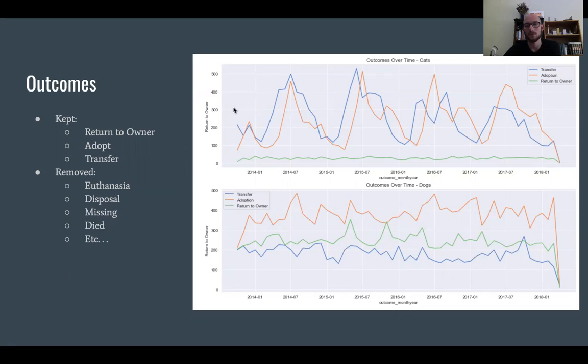So as we can see with cats, there's actually a strong seasonality with transfer and adoption, but not with return to owner. Whereas for dogs, it's pretty constant all year long. Also, quite a few more dogs get returned to the owner, as you can see with this green line, than with cats. Cats, it's really just kind of hovering around the bottom there. So anyway, I used several machine learning techniques to try to build the best model I could that would predict the animal's outcome based on their intake data.